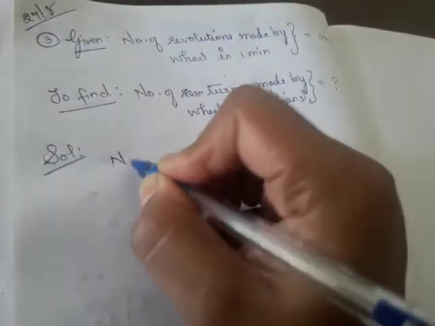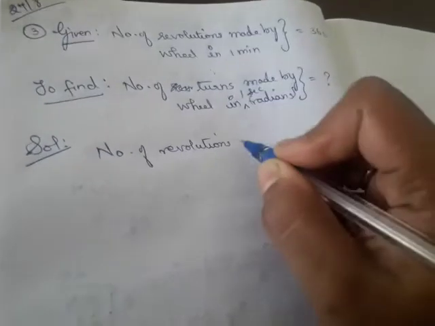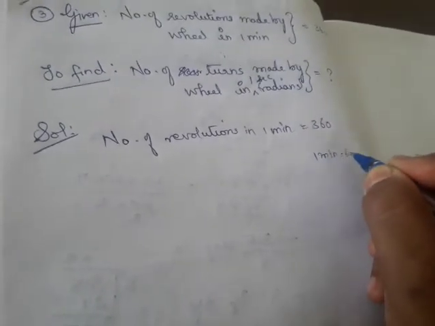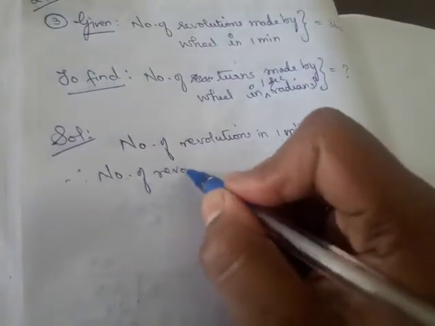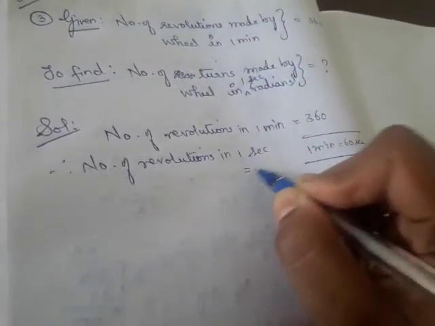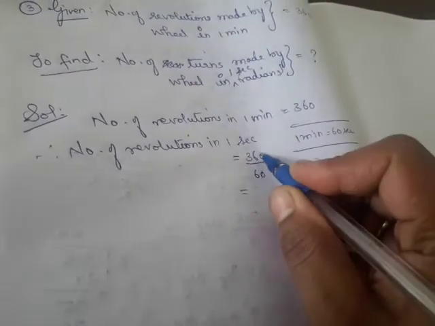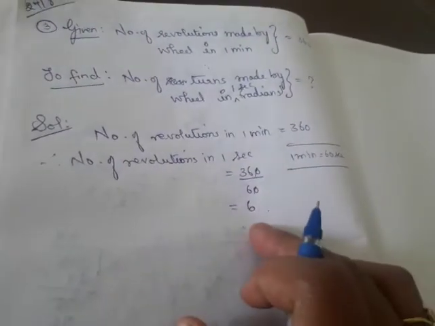So number of revolutions in 1 minute is equal to 360, and we know 1 minute is equal to 60 seconds, right? Therefore, the number of revolutions in 1 second, how will you find out? 360 divided by 60. So 360 divided by 60 is 6. So the number of revolutions made in 1 second is 6.